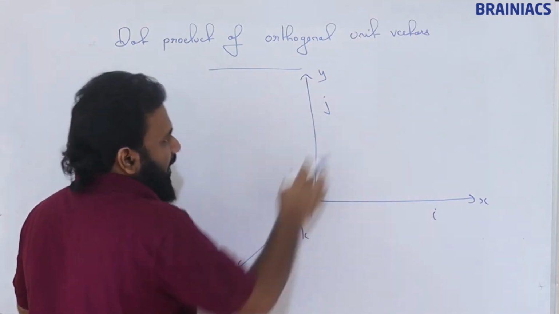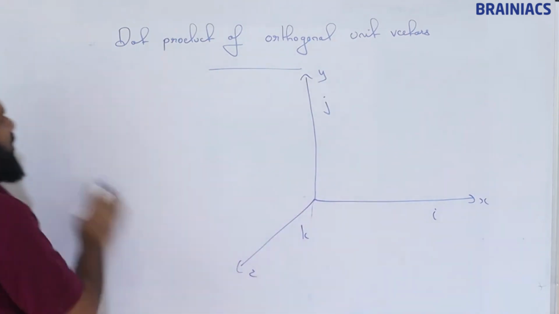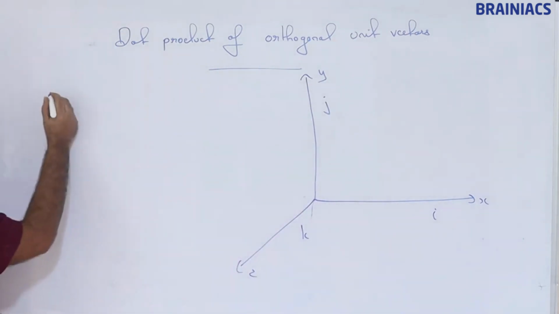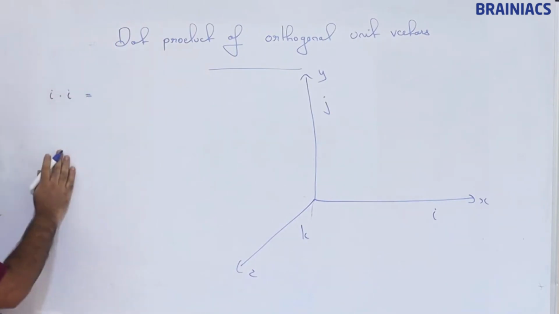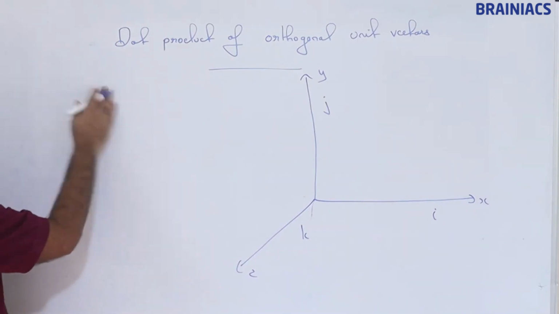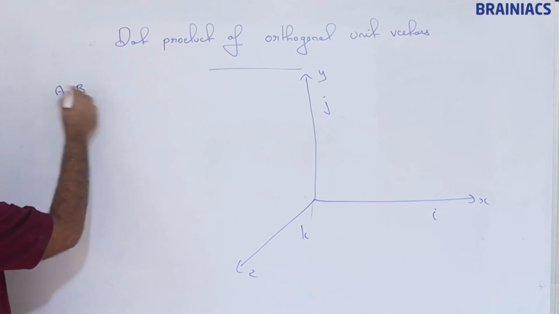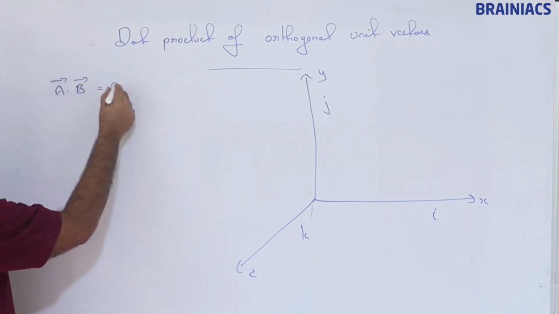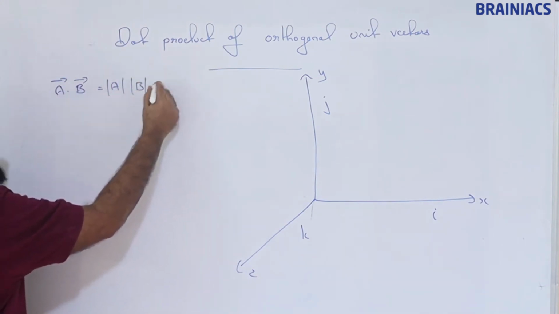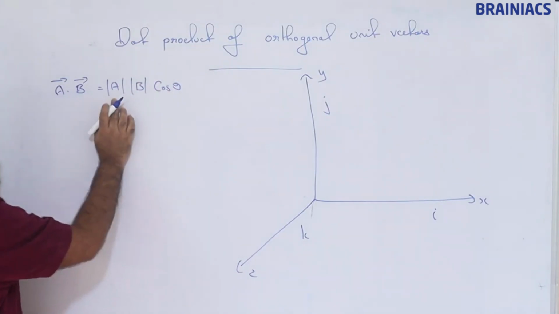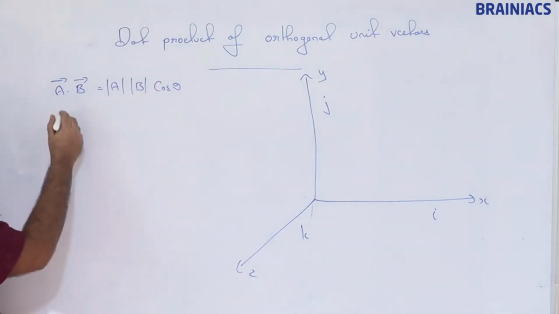I and k, j and k. Okay, so we will see the dot product of everyone. So I dot I, what will happen? Vector A dot vector B is nothing but mod of vector A, mod of vector B into cos theta, magnitude of A, magnitude of B into cos theta.